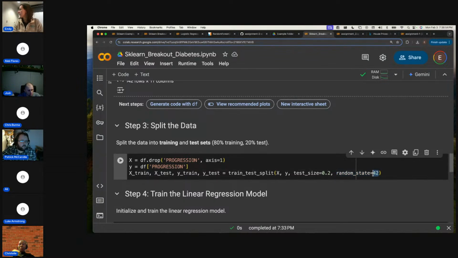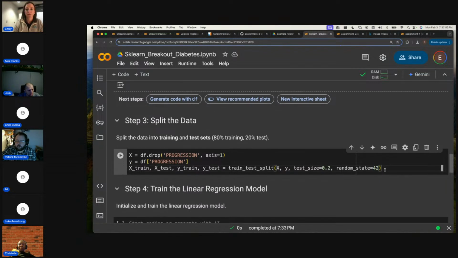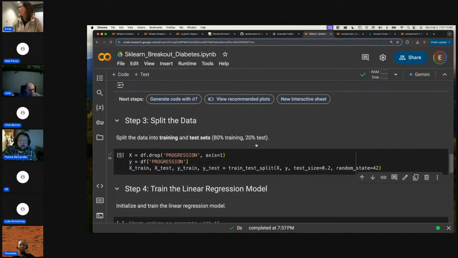Fun fact, I would encourage you to look up, why do we use random state equals 42? Why do a lot of people use that? You can use whatever number you want. It does not have to be 42. It can be anything. But you will see 42 used a lot, and it's kind of a fun rabbit hole. So we're going to run that.